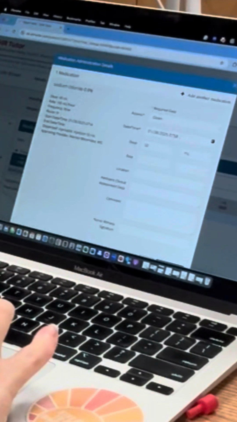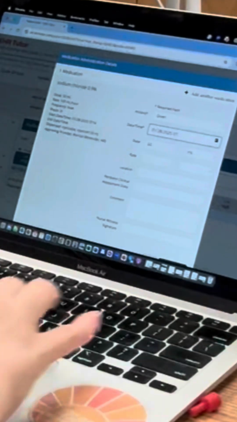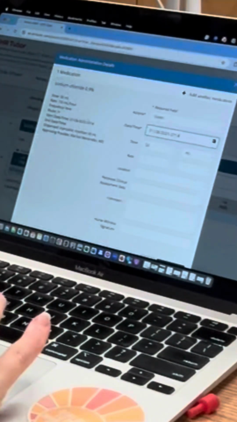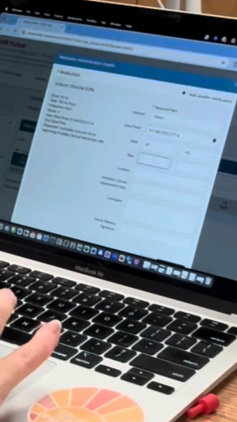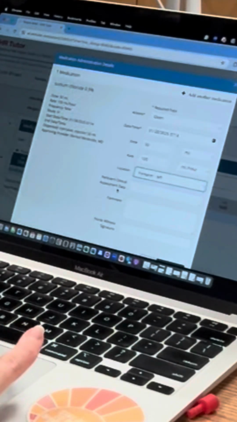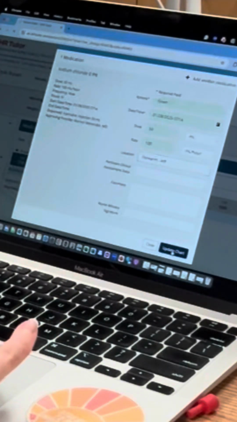All right, I have given this medication. The time, I'm going to change this to 7:14, which is the time that it's to be given. And this is the dose of 50 milliliters. The rate is at 100 mils per hour. So I'm going to find that, mils per hour. The location, this is going to be given in the forearm on the left. No pertinent clinical data necessary, no comment, no witness, update chart.